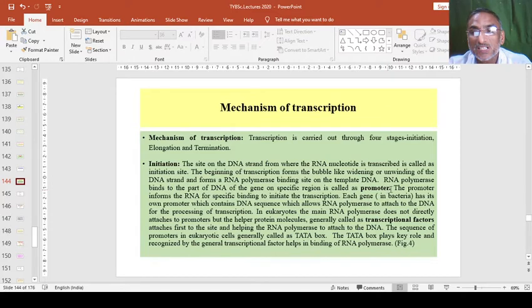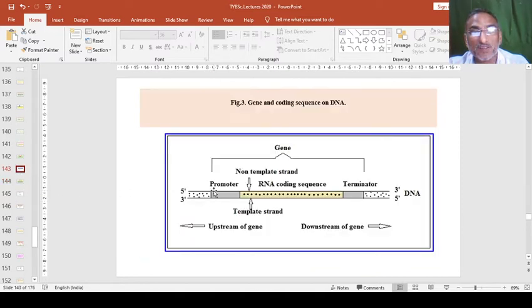So RNA polymerase binds to the part of the DNA of the gene on a specific region called the promoter. Where the RNA polymerase binding takes place, that site or region or part is known as the promoter part, that we have already seen in the previous diagram. This is the beginning site and this is the ending site, the termination site. So this part is called the promoter site, from where the coding starts.